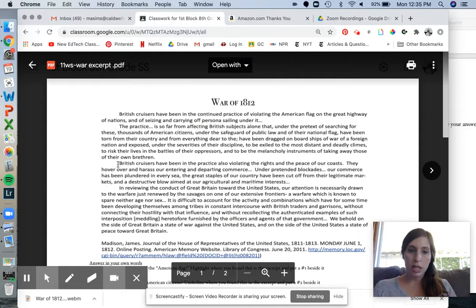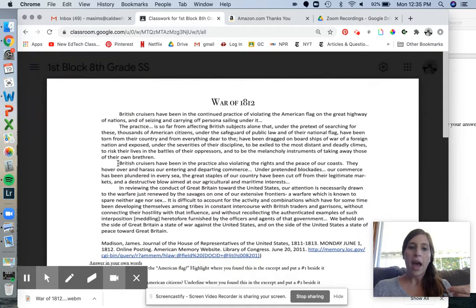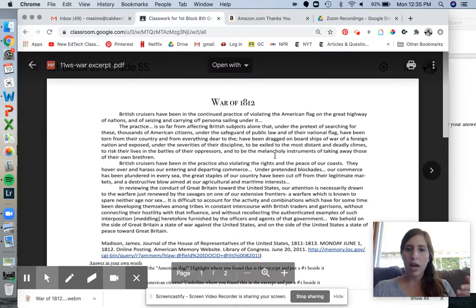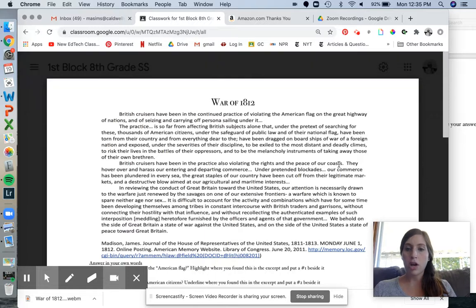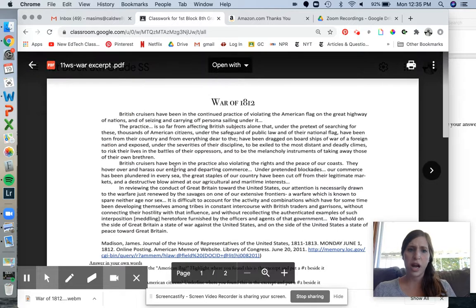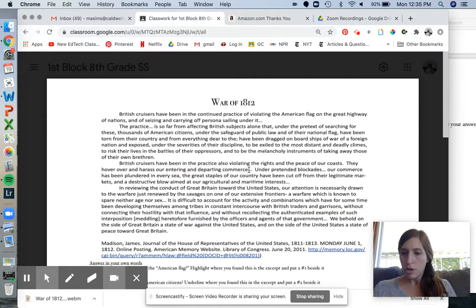And so then it continues on. British cruisers, remember those are ships, have been in the practice of also violating the rights and the peace of our coast. So like our shoreline, the United States. They hover over and harass our entering and departing commerce. If you remember from the vocabulary that we took, the word commerce meant buying and selling goods. So in the notes, I talked about how our economy is based off of importing and exporting goods, so selling goods and buying goods. And so this is saying that these British ships have constantly been bothering our folks.